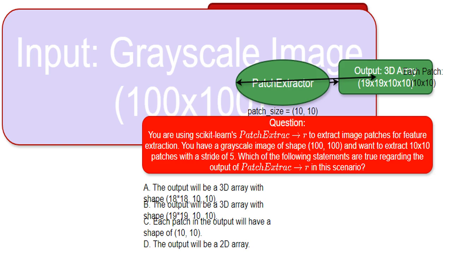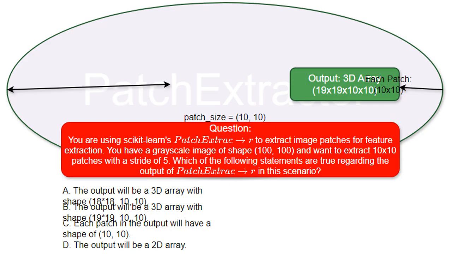I'm starting with a grayscale image. Imagine a 100 pixels by 100 pixels square picture in black and white. I'll use Sklearn's PatchExtractor tool. This tool is like a cookie cutter for images. It cuts out smaller squares, patches, from a bigger image.